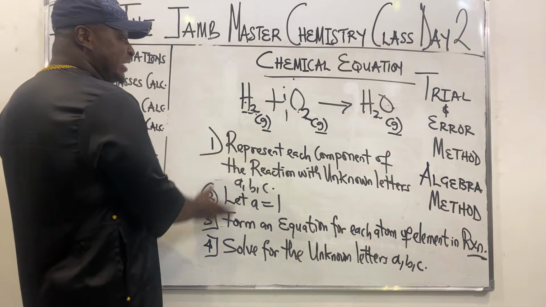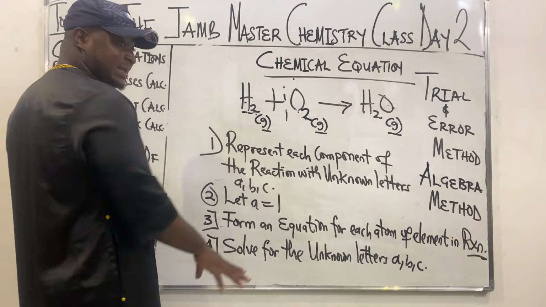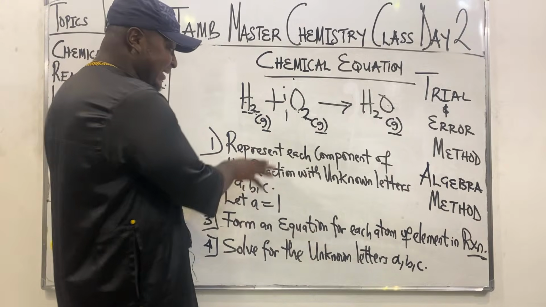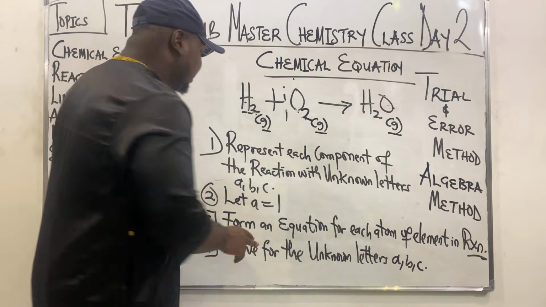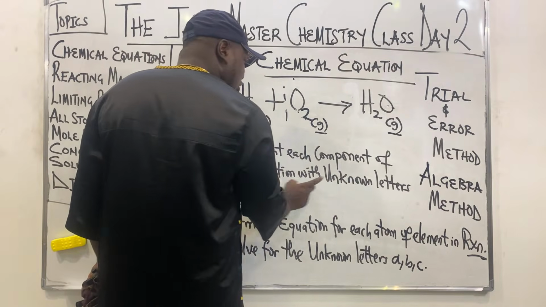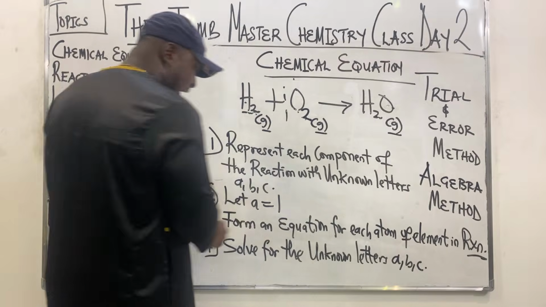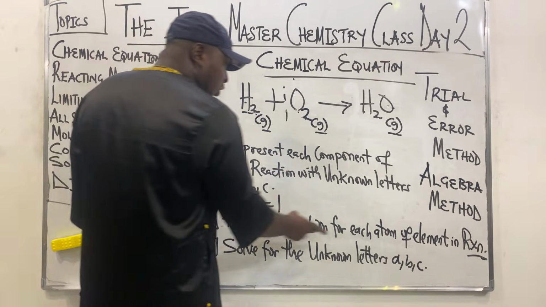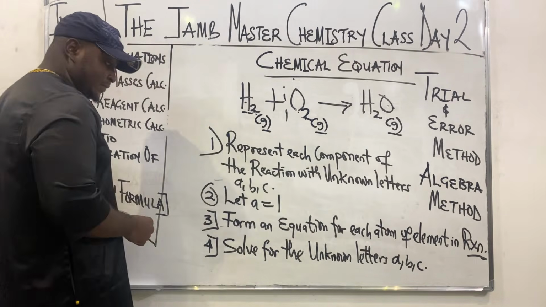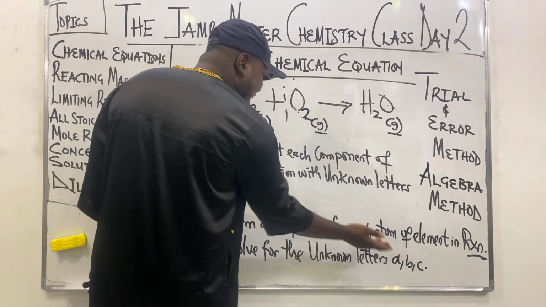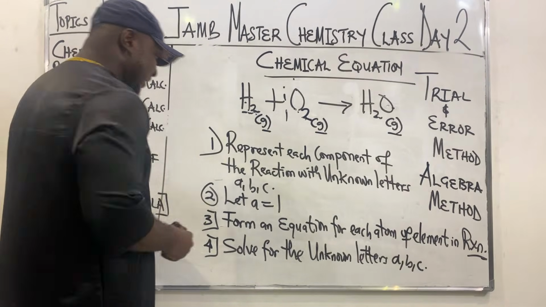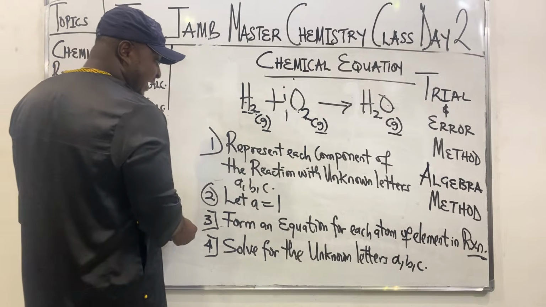Class, I'm going to apply this. When I teach you how to apply it, you will not need to cram it. Step 1 says represent each component of the reaction with unknown letters A, B, C. Step 2 says let A be equal to 1. Step 3 says form an equation for each atom of element in the reaction. Step 4 says solve for the unknown letters A, B, C. Let us go, class.